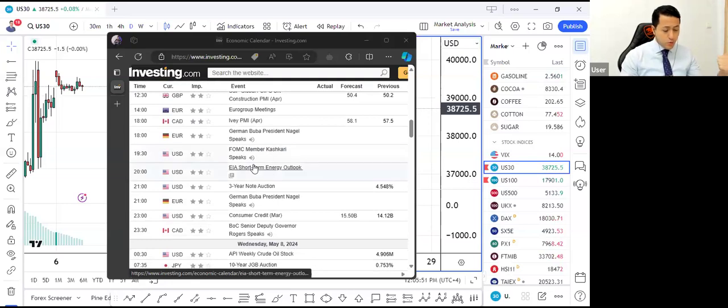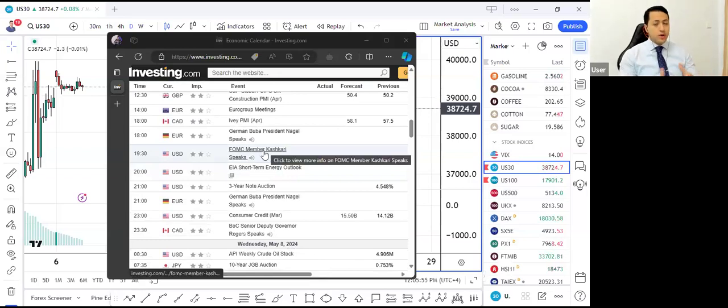nothing of interest, but we have the FOMC member Kashkari speaking. Let me tell you what happens. The previous week we had the FOMC meeting. We had the announcement to keep the interest rates. We had some prediction or expectation that we might not see rate cuts during this year and so on. What happened has already happened. That was the Federal Reserve's comments during the last week.